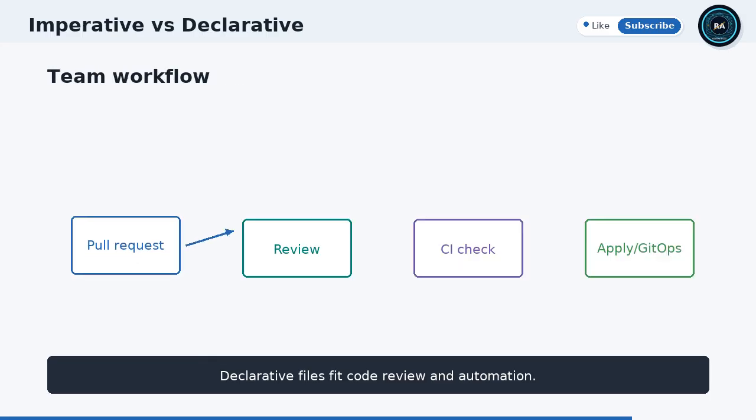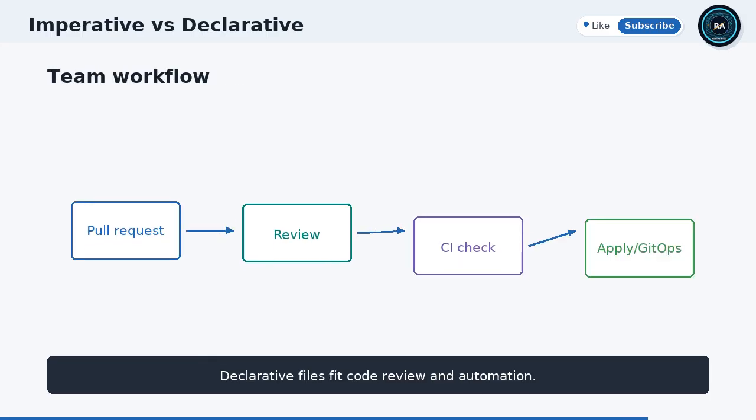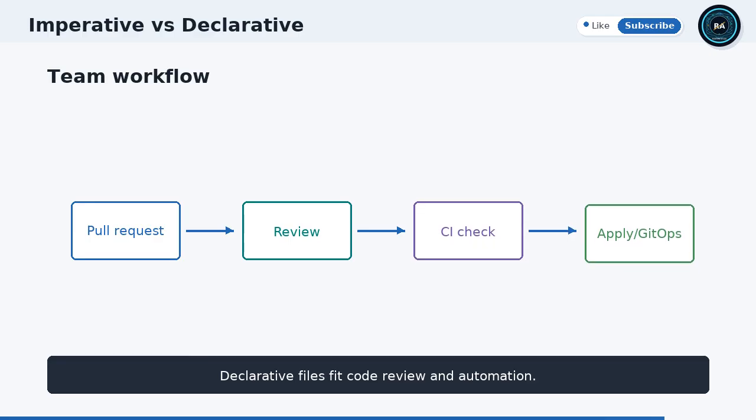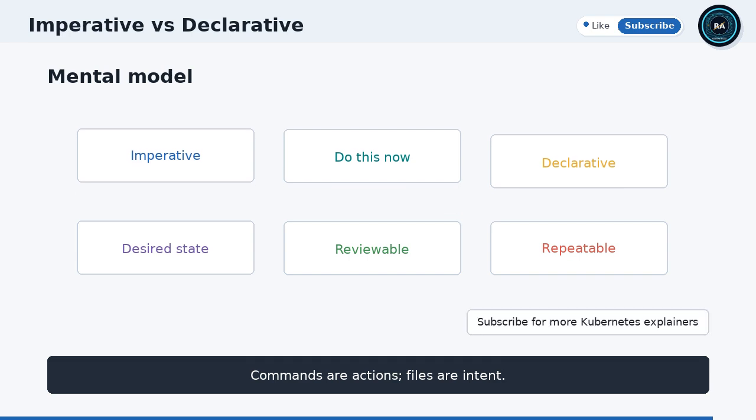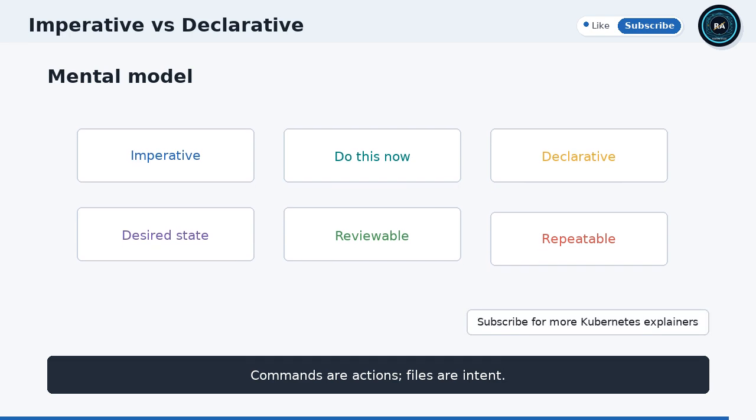For teams, declarative files fit code review, pull requests, GitOps, and audit trails. That is why production Kubernetes tends to lean declarative. The mental model: imperative commands are actions you take now. Declarative files are intent. You can review, repeat, and reconcile over time.